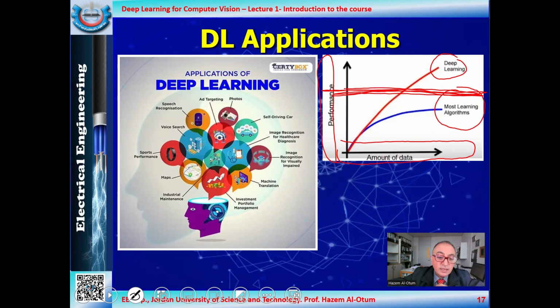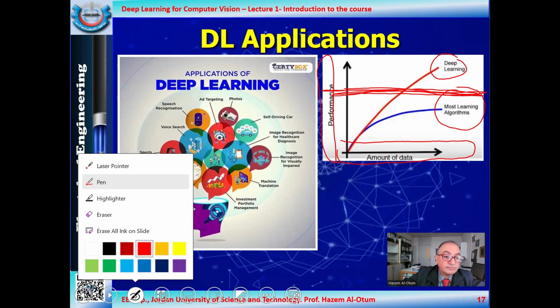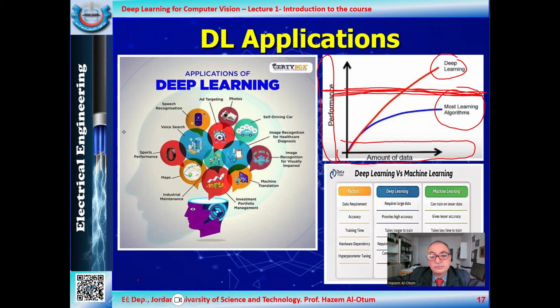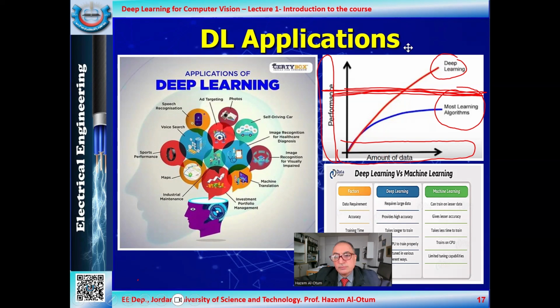And it's one of the main achievements in deep learning over machine learning. This will also be discussed in detail later on. Here is a type of comparison. Let's move my video here.